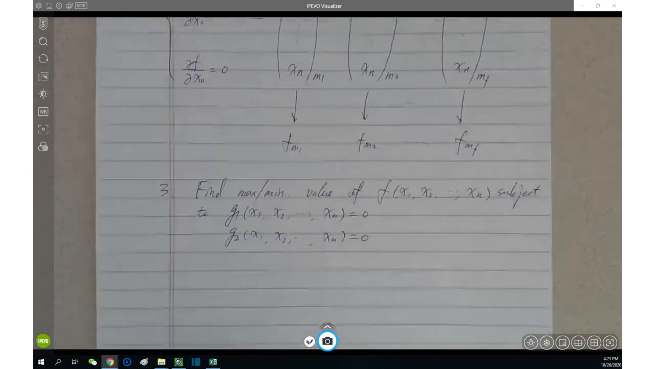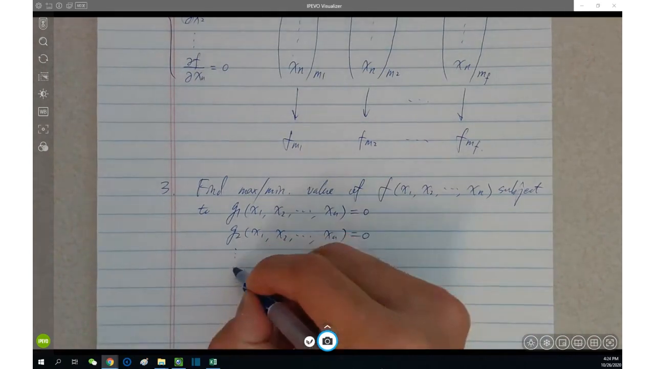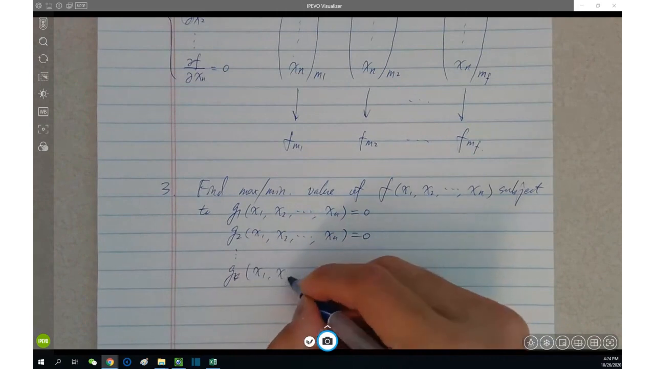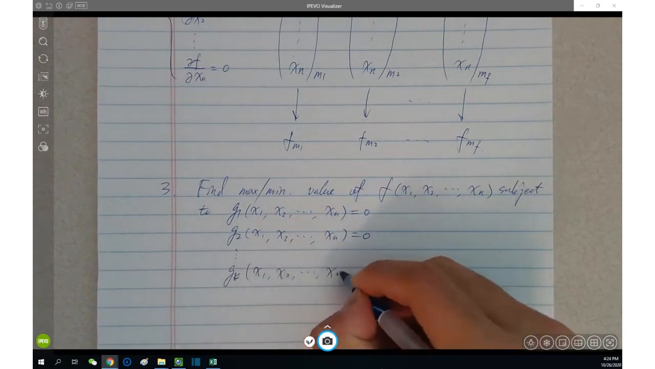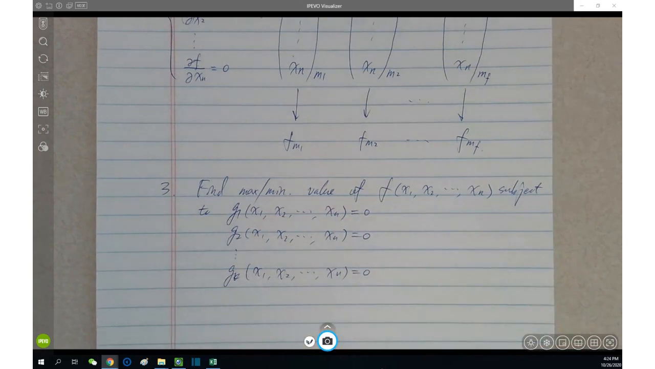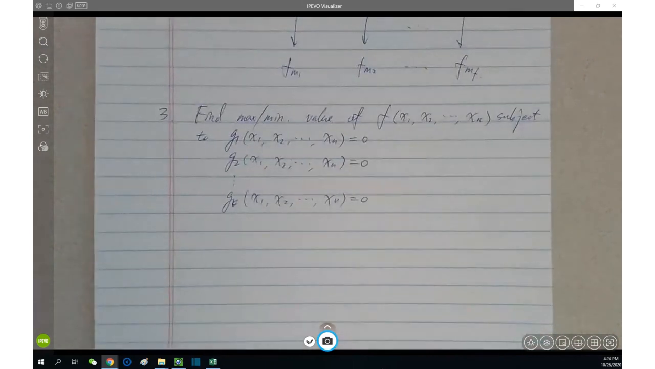And of course, here we are trying to use the equality constraint functions. You might have up to k of them, and all of them are equalities. Now how to do this?